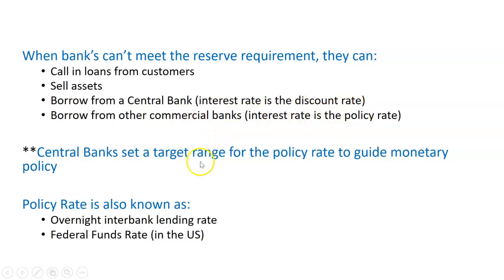Central banks try to set a target range for the policy rate in order to help guide monetary policy. One of the ways monetary policy can be used is with the selling of assets. For example, the central bank could buy the bonds from the bank. And obviously the discount rate would be another one that they could use. A thing to remember when looking at the reserves graph is that the policy rate is also known as the overnight interbank lending rate. In the United States, we refer to this as the federal funds rate.